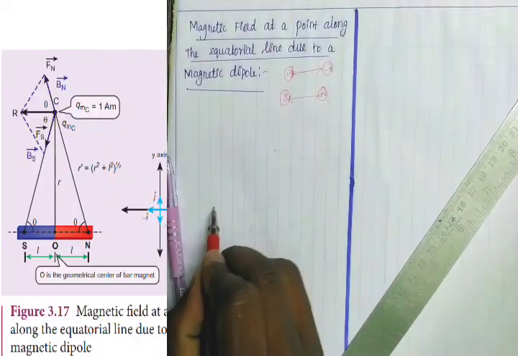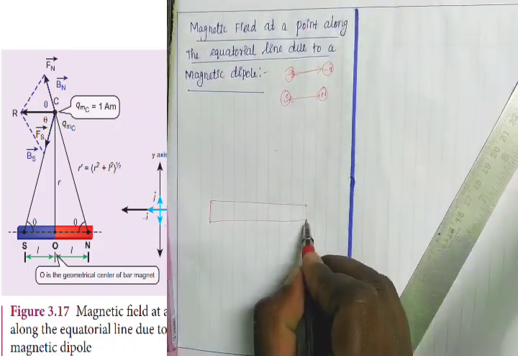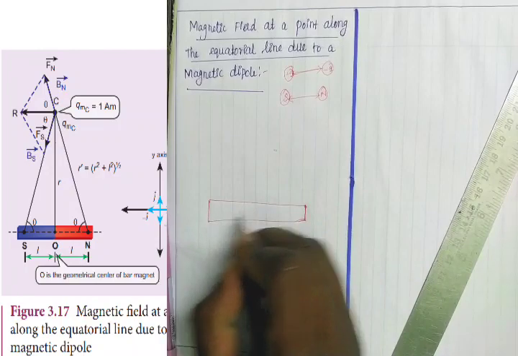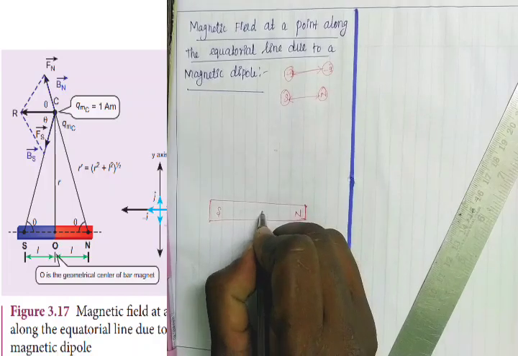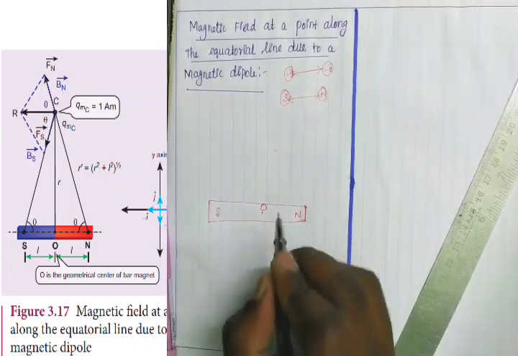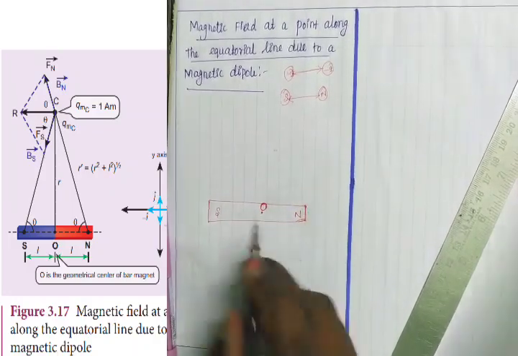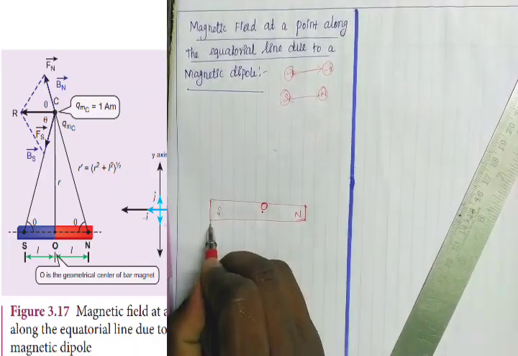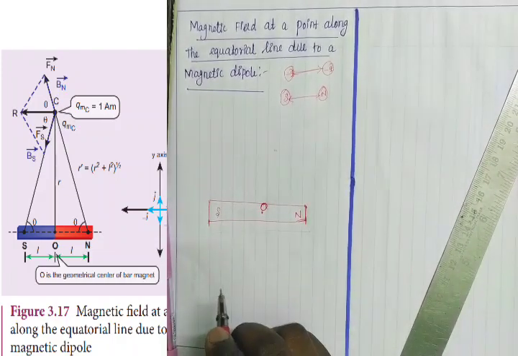First, let us consider a bar magnet. Let N be the north pole and S be the south pole, and O the geometrical center of the magnet. There are two different types of length: geometrical length and magnetic length. Geometrical length is the total length of the magnet, from here to here.